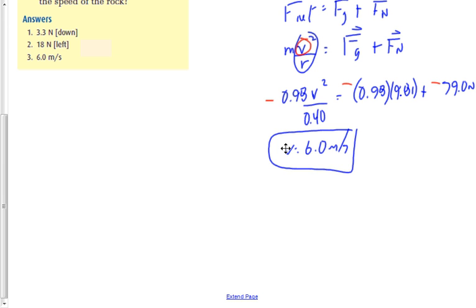If it was going faster than this, you can imagine that the tension in the rope would have to be greater because the rope has to pull stronger in order to hold it in the circle, right? If it's going slower, then you'd find the tension in the rope would be smaller. Wouldn't have to pull as hard to hold it in place. Does that make sense? Who asked me for number 3? Is that okay?